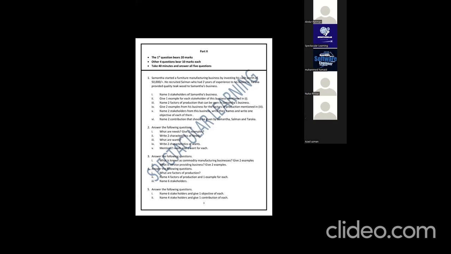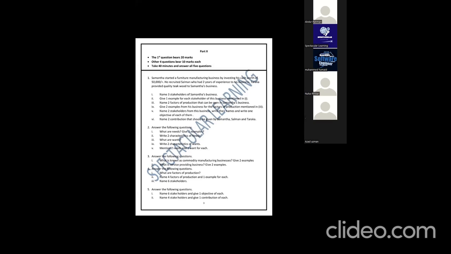So the third one, what is known as commodity manufacturing business, and give two examples. The business which is manufacturing goods. The businesses that produce tangible, that means touchable and physically existing goods. Okay, and give me two examples for that. Furniture manufacturing business, mobile phone manufacturing. Yeah, anything that manufactures any type of a physical good.